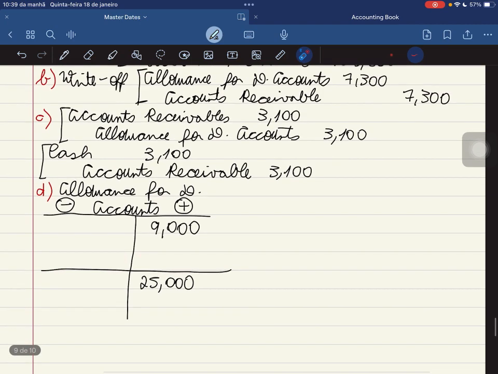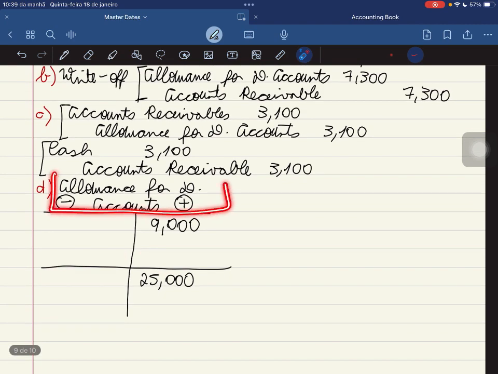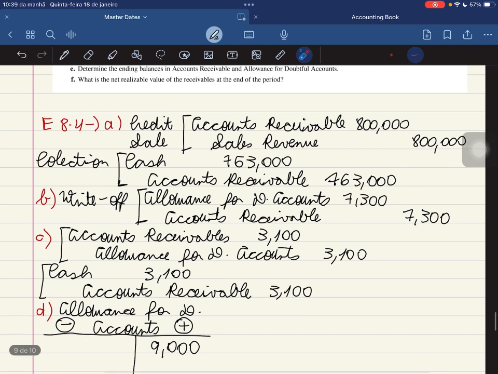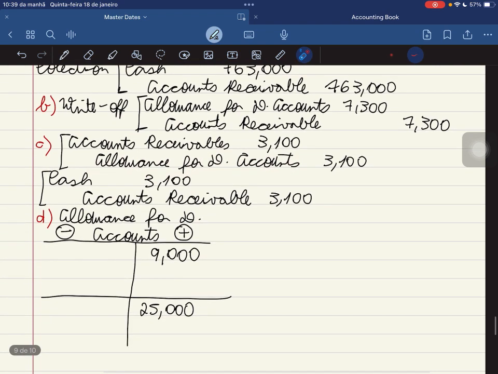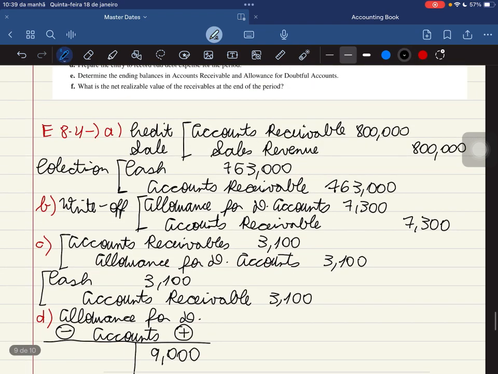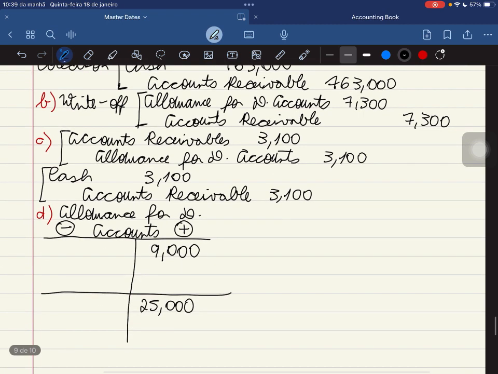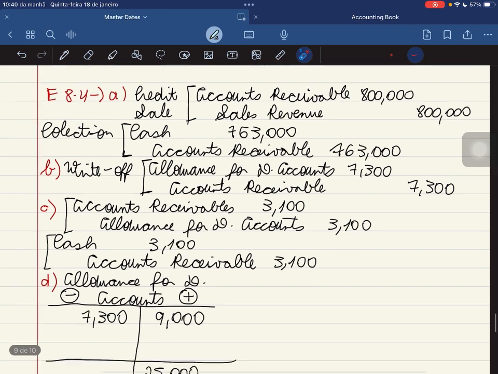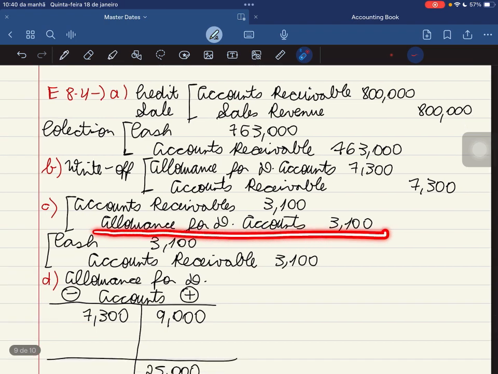But we have to be careful because this is the T account for allowance of doubtful accounts. And maybe there have been changes in allowance of doubtful accounts before, right? Like for example, do you see? Here, I have one, I have another one, right? So I have to add these values here in my T account. So let's see. The first one, what is the first change that I made? Here I debited 7,300. So I'm going to debit 7,300. What else did I do? Here I credited 3,100.